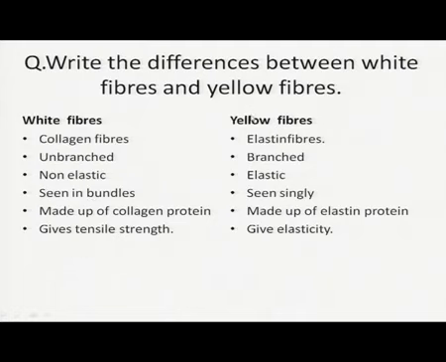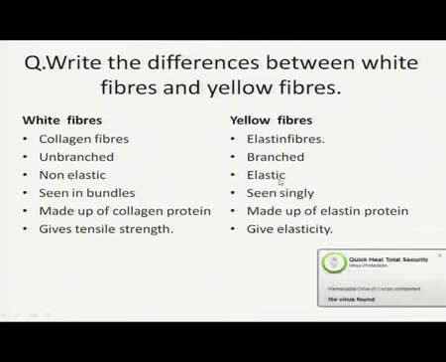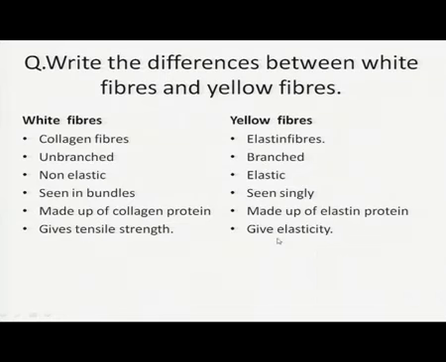Now, the characters of these yellow fibers: they are known as elastin fibers. They are branched ones, they are thin and elastic, seen singly, made up of the protein elastin, and they contribute elasticity.